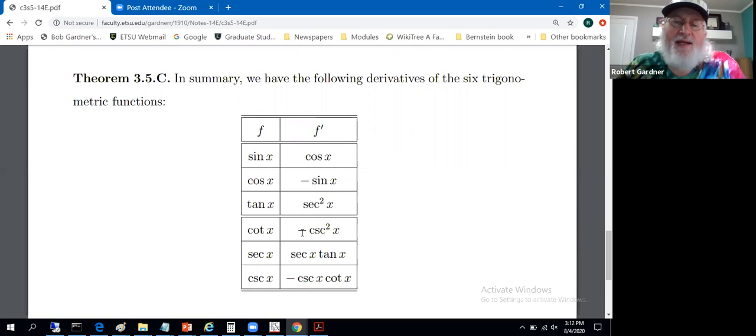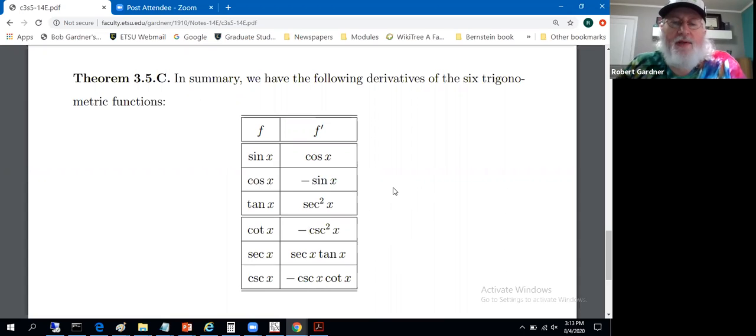Some of them start with a negative sign and some of them don't. Which ones start with a negative sign? Cosine, cotangent, and cosecant. So the cofunctions have derivatives that start with a negative sign. And the non-cofunctions, sine, tangent, and secant, they don't start with a negative sign. I'm not saying that the function itself is negative; sine x itself could be negative. I'm not making that claim. I'm just looking for format and a pattern on how these things behave.